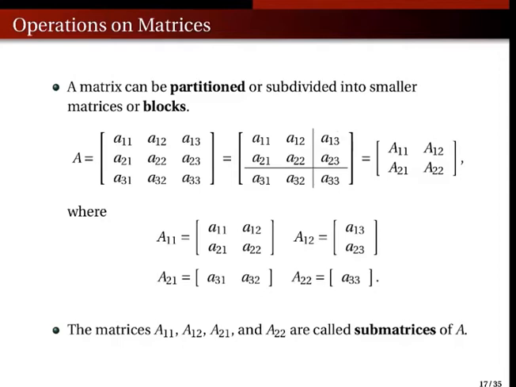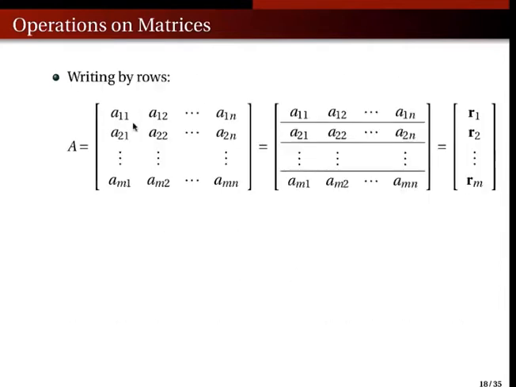One way to use that is the following. You have your matrix A, an M by N matrix: A11, A12 until A1N, A21, A22 until A2N, etc., until AM1, AM2 until AMN. And then we write it by rows. So this is your row 1, this is your row 2, until you have your row M.